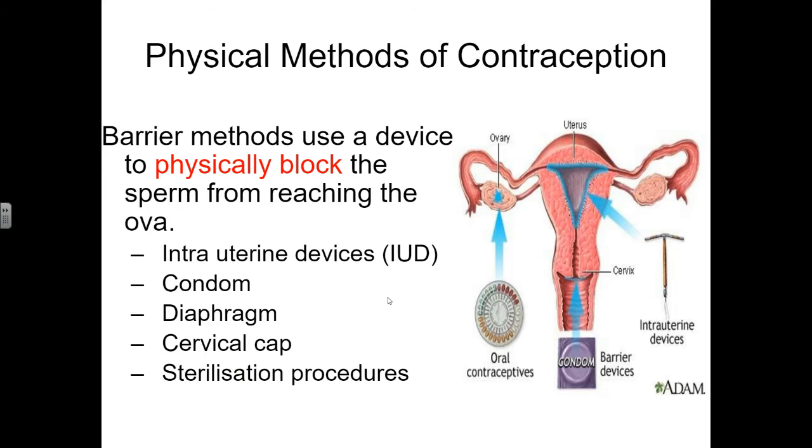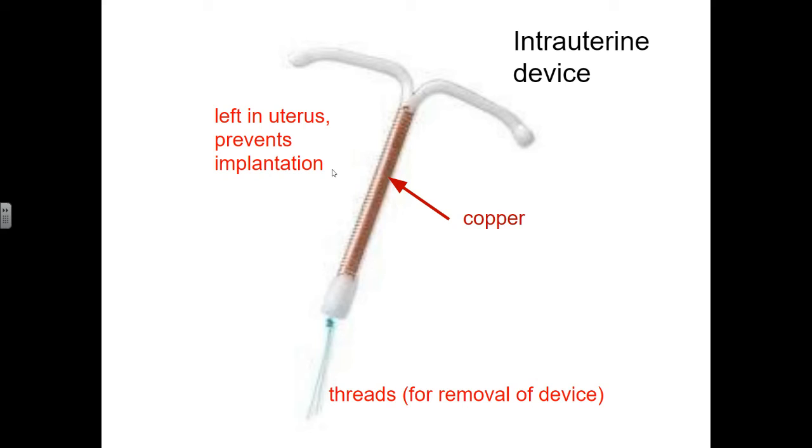The physical methods listed here are barrier methods. So you need to understand how it is that these barrier methods prevent pregnancy. And they do it by physically preventing the sperm from reaching the ova. So you have intrauterine devices, you have barrier methods such as the condoms, diaphragm, cervical caps, and you can have sterilization procedures.